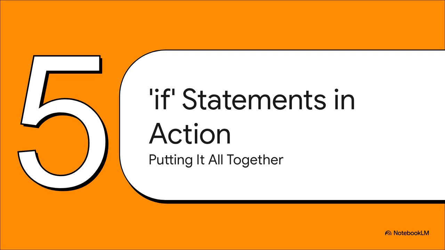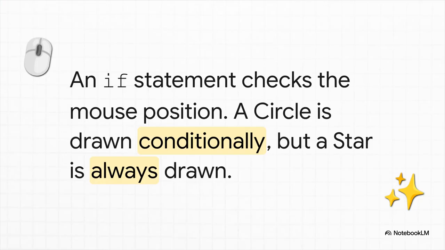Okay, theory time is over. Let's put all these pieces together. The keyword, the condition, the colon, and that all-important indentation, and see a real example of how this stuff actually makes a program interactive. So, check this out. Here we have a function that runs every single time the mouse is clicked. It's designed to draw some shapes, but it's using an if statement to decide when to draw one of them, based entirely on where you click.